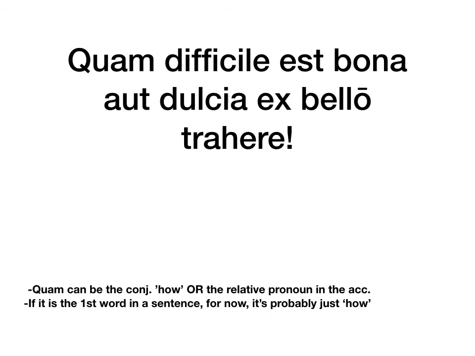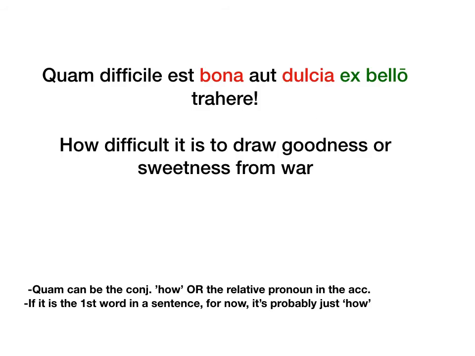So there is no relative clause here. Go ahead and pause and try to work through this. Vocab's pretty straightforward. Bona and dulcia are a bit weird. I'll just tell you now, they're substantive adjectives, so I want you to treat them like, drumroll, direct objects. So how difficult is it? It is a little better.